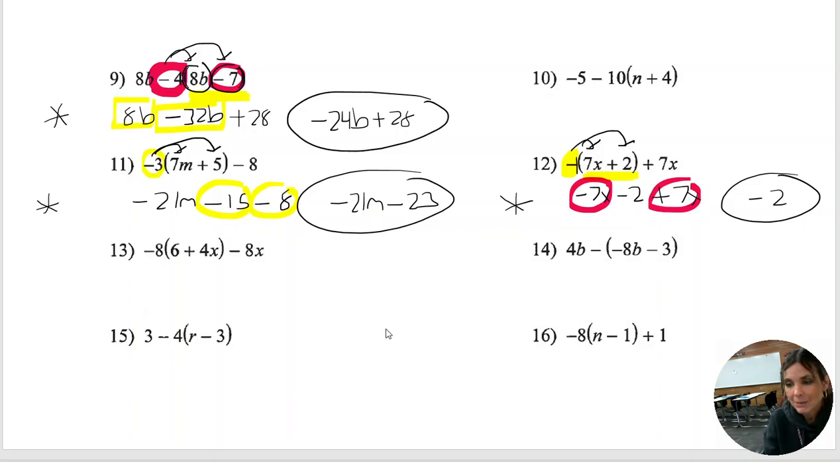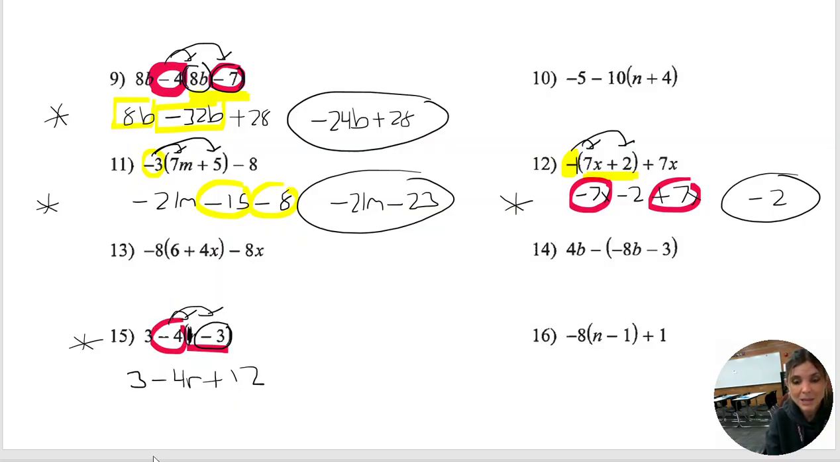Okay, I want to do one more with you. Let's see which one. I think 15. Okay, so inside my parenthesis, I have a positive 1r. Remember, that's an invisible 1. Positive 1r. And then I have a negative 3. Next to my parenthesis, I have a negative 4. So let's go ahead and distribute. Negative 4 times r is negative 4r. Negative 4 times negative 3 is positive 12.